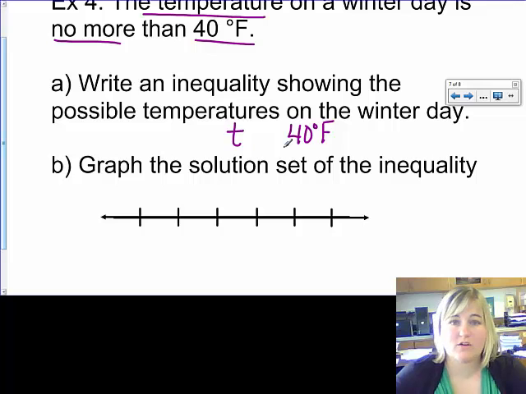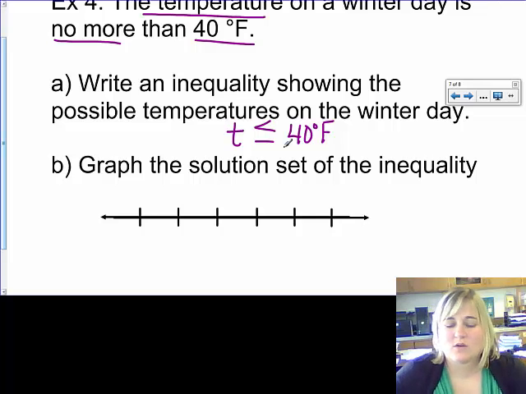Can it be 40 degrees? Yes. Because it says no more, it could be 40, but it can't be more than 40. So I'm going to put my equal to, because I know that it can be 40. It cannot be more than 40, which means it cannot be greater than 40. So if it can't be greater than 40, it must be less than 40. So T, or the temperature, has to be less than or equal to 40 degrees Fahrenheit.